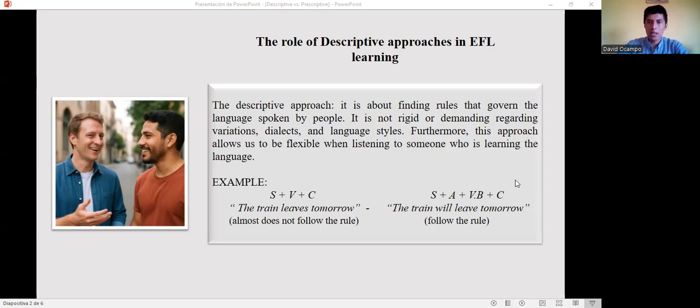For example, a native speaker might say something in the simple present, the following sentence: The train leaves tomorrow. Although it is used to talk about a scheduled future event, it is accepted and understandable in English. However, the correct way would be in the future. For example, the train will leave tomorrow. But both forms are well expressed.